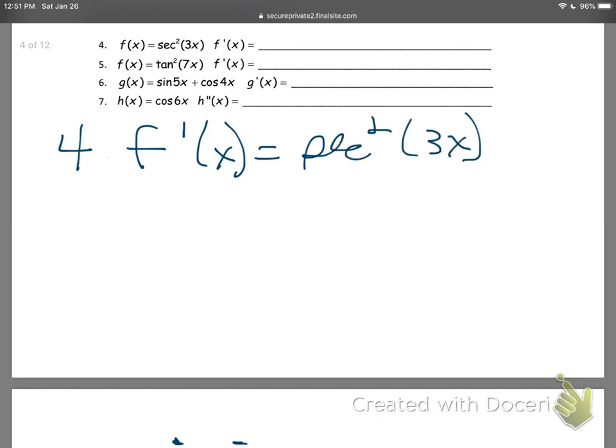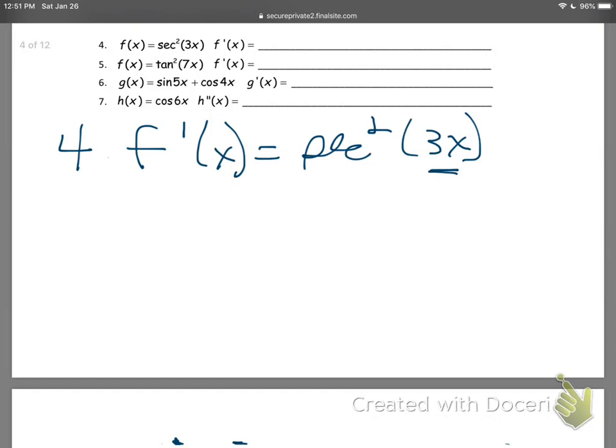Alright, so what I'm noticing is I see my angles not just in x, and I see I have secant squared. So think about that. What is secant squared? Isn't that 1 over cosine squared? So isn't this equivalent to cosine to the negative 2 power? Alright, so I'm going to first think about that.